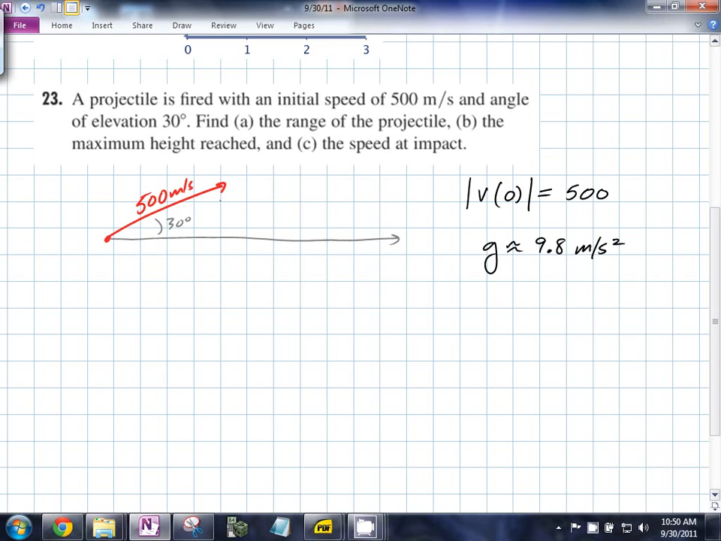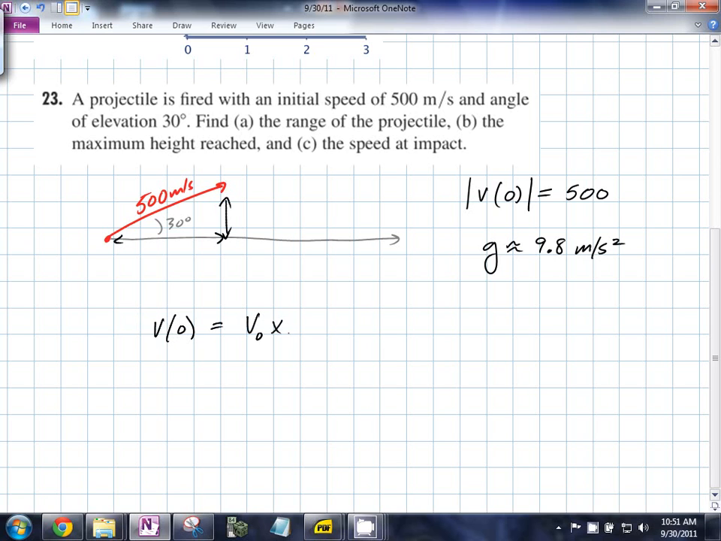Yeah, so we need to find how far over and how far up it goes, right? The angle is 30 degrees. Okay, so what do we do? Yep. And the vertical, exactly. Anybody come up with that? V naught xi plus V naught yj equals the total of 500. So you know that V, what? The initial speed, yeah, times. So V naught xi plus V naught yj.